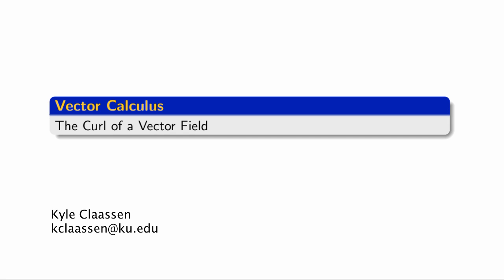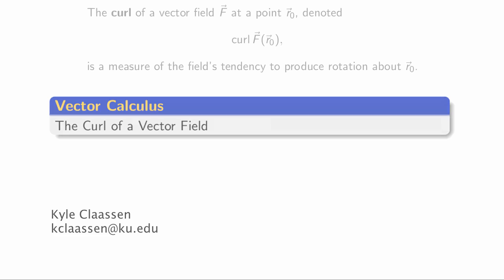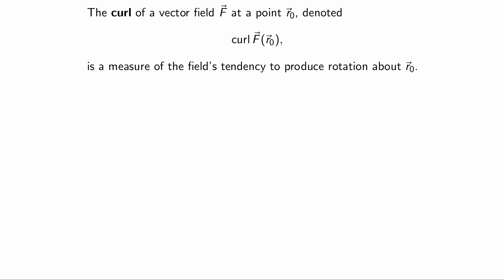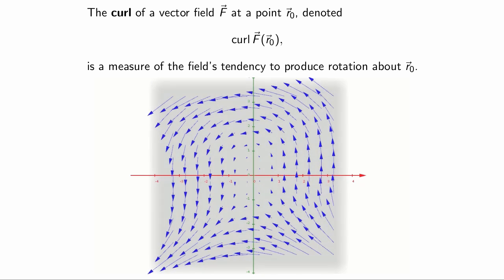Hello and welcome. In this video, we will continue our exploration of vector calculus, discussing an important property of vector fields called the curl. The curl of a vector field is a measure of the field's tendency to produce rotation about a given point. Throughout this video, you'll probably find it helpful to think of these vector fields as describing the flow of some fluid like water. So let's visualize a vector field, and let's set a point at a specific location in that field.